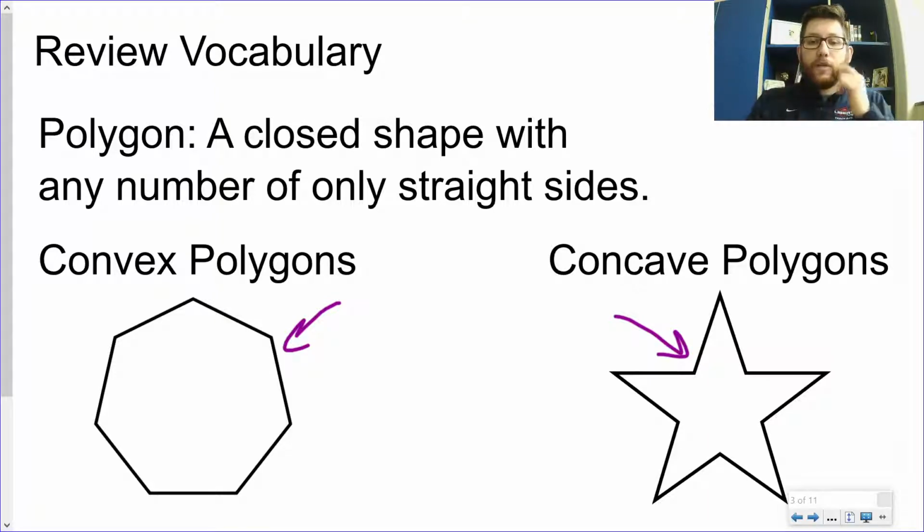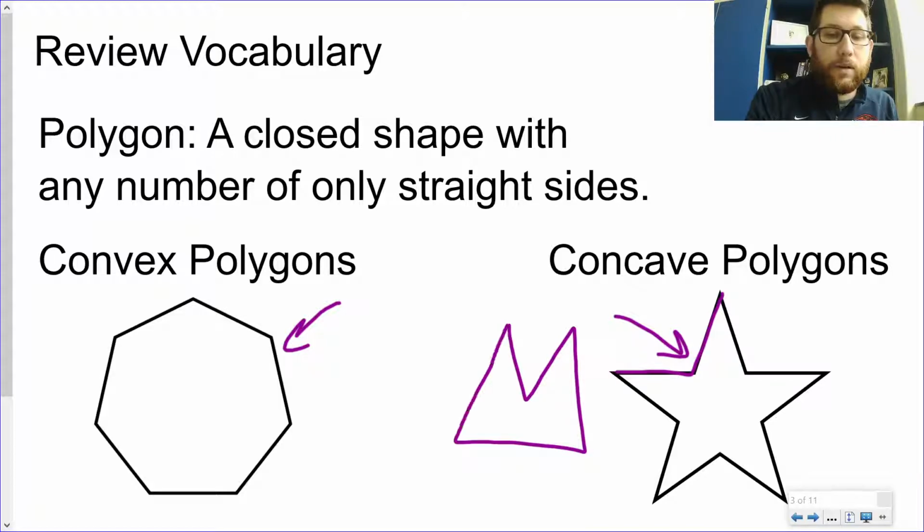Okay, so convex polygons are your typical polygons, the ones we're going to spend most of our time looking at. But then there's also concave polygons, such as this, where you have these angles, or even just one. You could have a concave polygon that looks something like this. Anytime it's going in on itself, that's going to be concave.